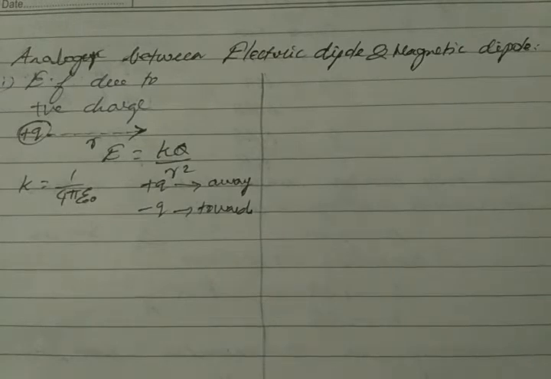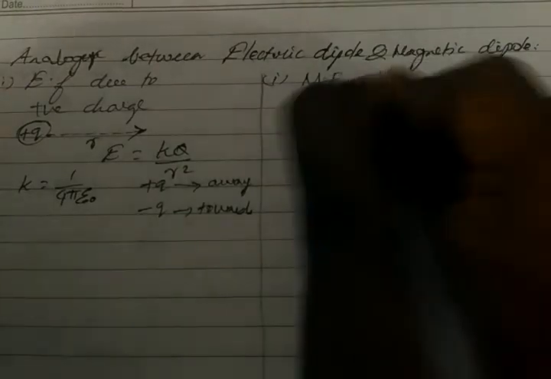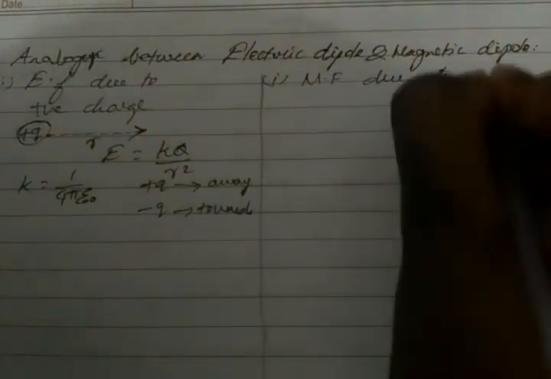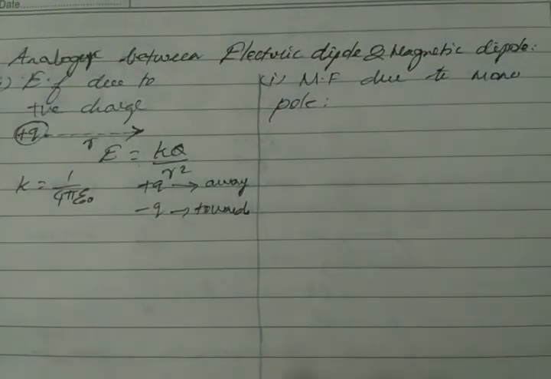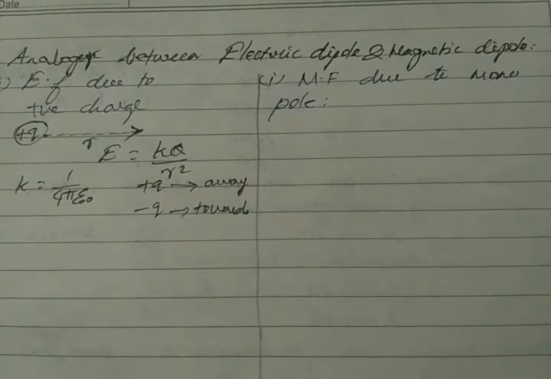Similarly, in case of the magnetic field, the magnetic field due to a monopole, but a monopole doesn't exist. As we know already, a monopole doesn't exist. For example, if we consider a monopole, then we have to calculate the magnetic field which is produced by that monopole.